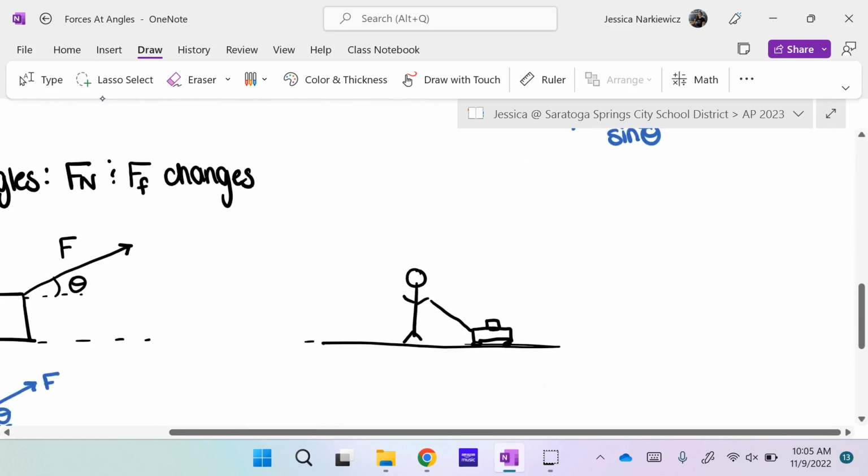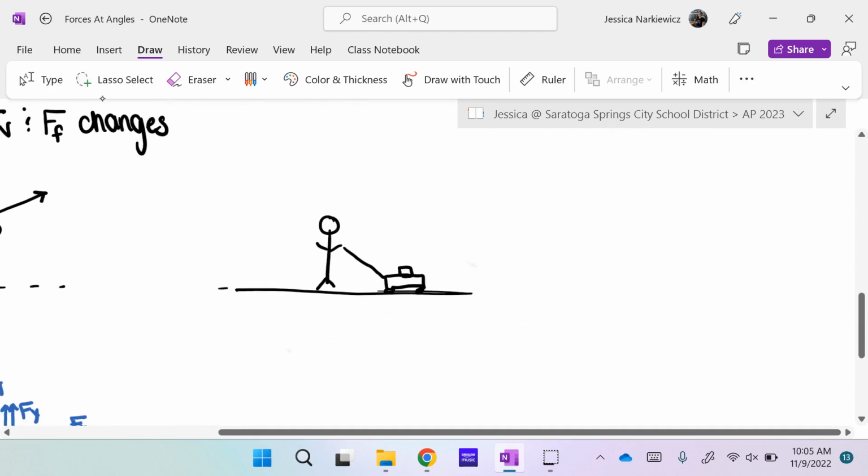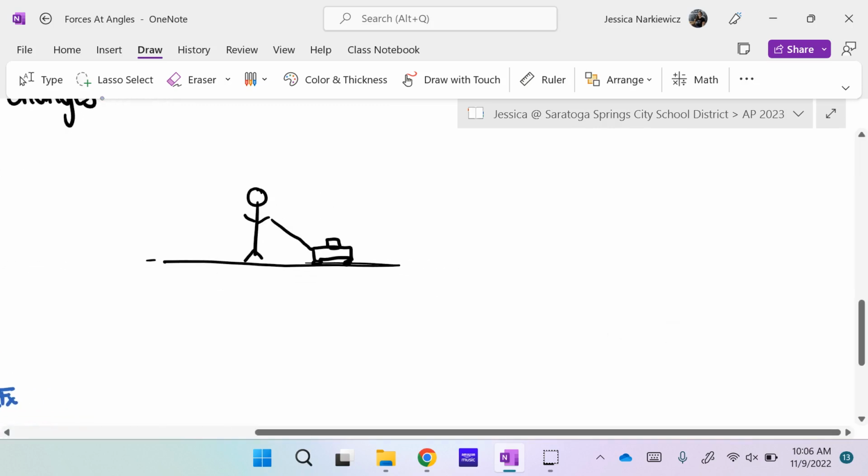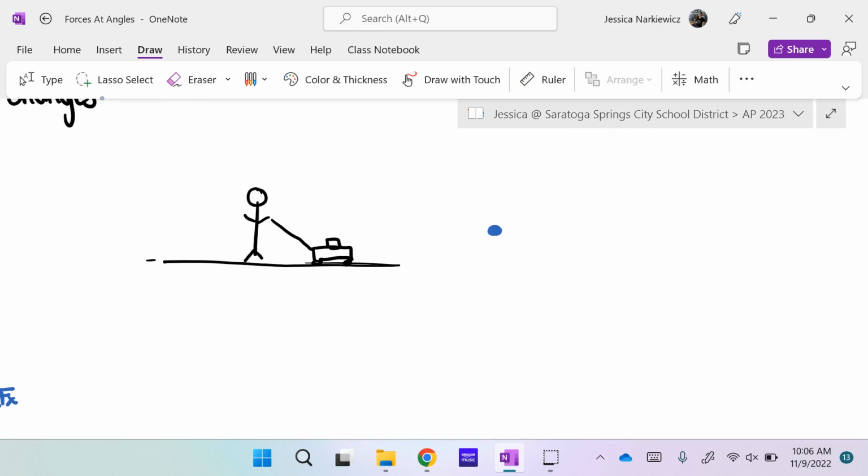Now, I use this picture because it's probably the best thing that I can draw. It's a lawnmower. It's probably the only thing I can draw that looks accurate. But let's say I'm mowing the lawn. Okay. So acting on the lawnmower, because that's what we're going to draw our free body diagram for, that's our system. Acting on the lawnmower, I have a force of gravity. And I don't know if you know this, but there is friction on your lawn. It is not a frictionless surface.